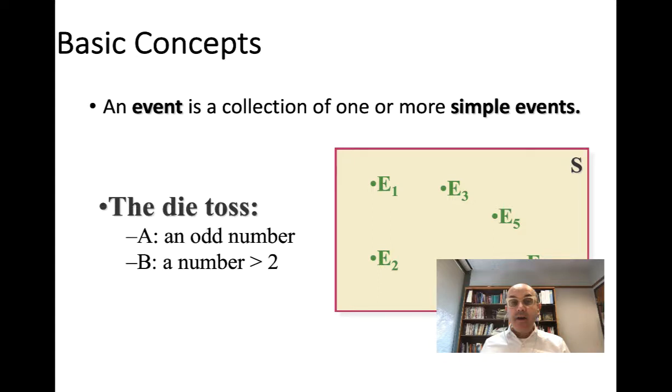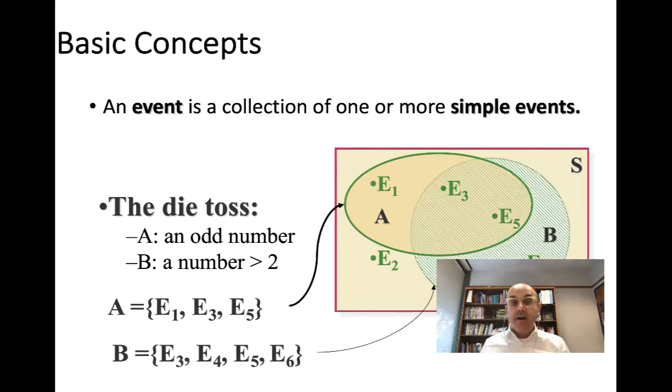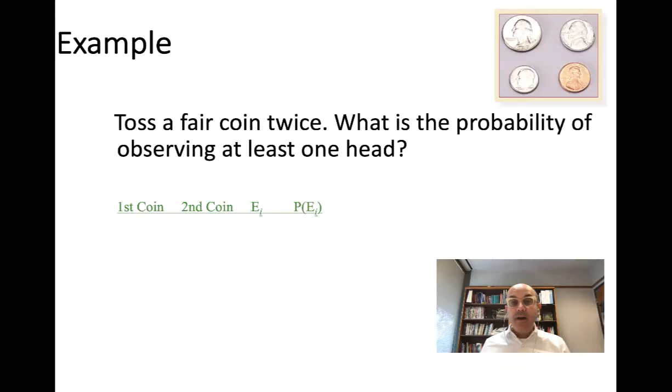So the die toss, and again, this is where A is an odd number and B is a number smaller than 2. So A, this is what it will capture. B, this is what it will capture. That's the premise of probability. That's the framework that we're going to work with when we are talking about probability. The formula for using simple events is the number of simple events in A divided by the total number of simple events.